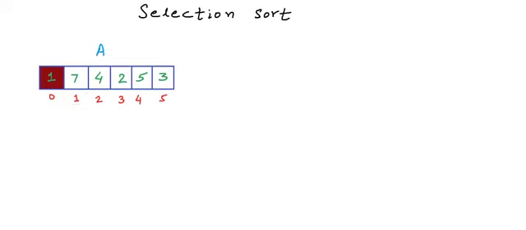We can scan all the elements from 1 to 5 in order to find the second minimum. The minimum in the range 1 to 5 is 2 at index 3. Now 2 deserves to be at position 1. So what we can do is we can swap 2 with the element at position 1, which is 7. This is how things will look after swapping. So the second minimum goes at the second position, which is index 1. And now we have to look for the next minimum in index range 2 to 5.